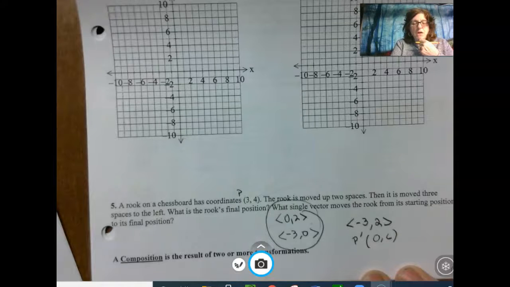Okay? So when we have 2 movements, that is referred to as a composition. Or we could have 3 movements. It's still referred to as a composition. And we'll talk more about compositions in section 12.4.